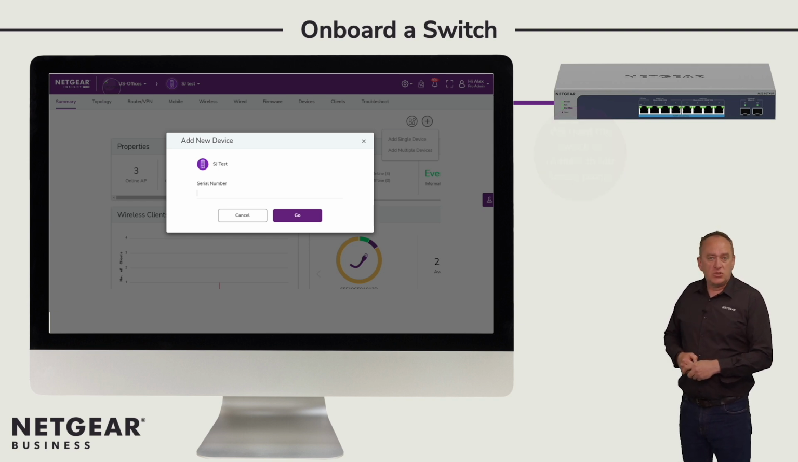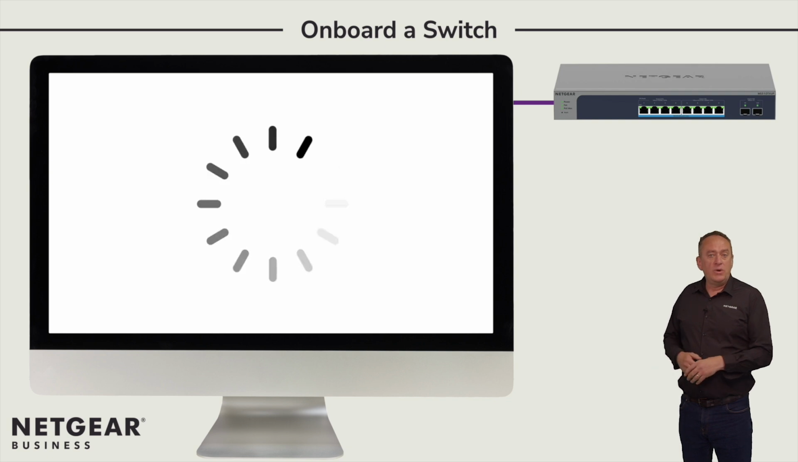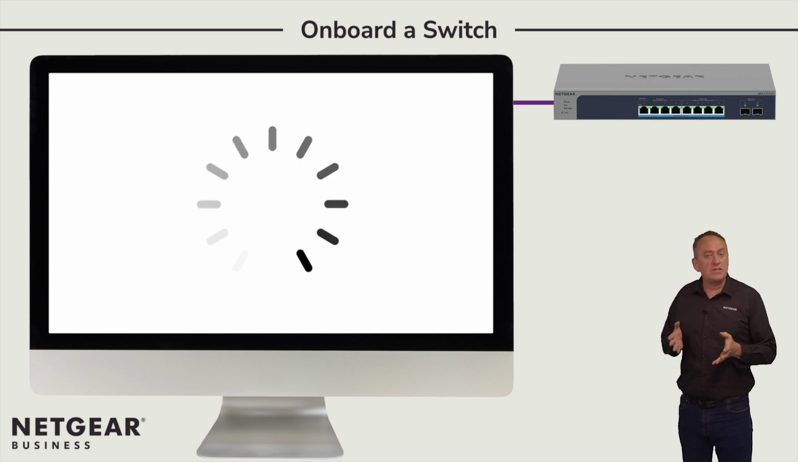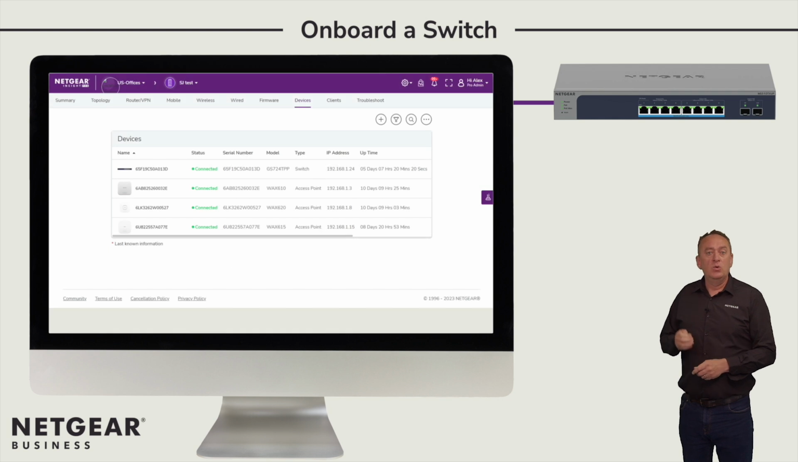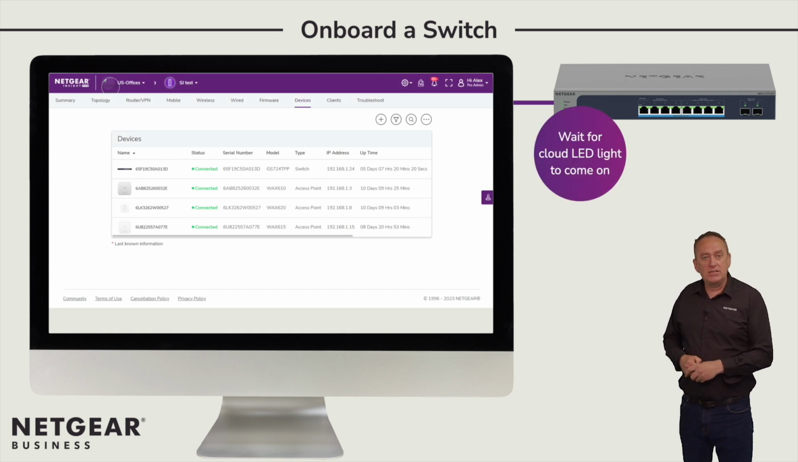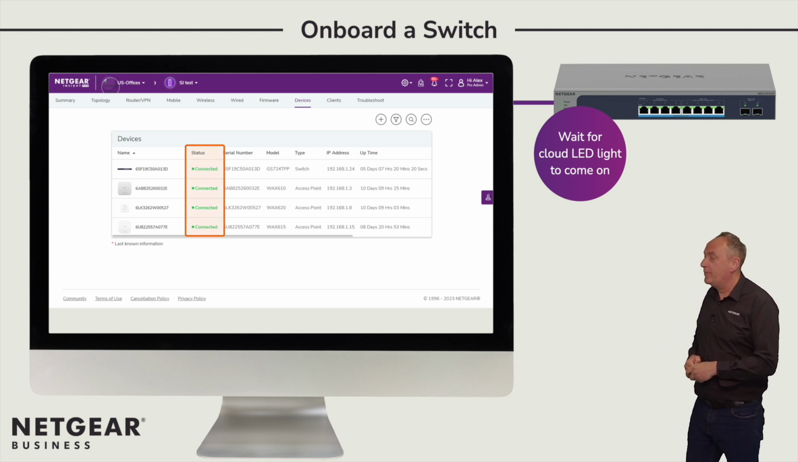After connecting to the switch, Insight will update the firmware as required before rebooting the device. And once the device is fully booted back up again, we're ready to onboard it. We wait for the cloud LED to come on, unless the device is a mobile hotspot, which doesn't have the cloud LED, and the device now shows up as connected in the device list on the portal or app.